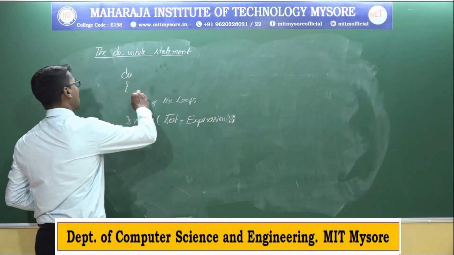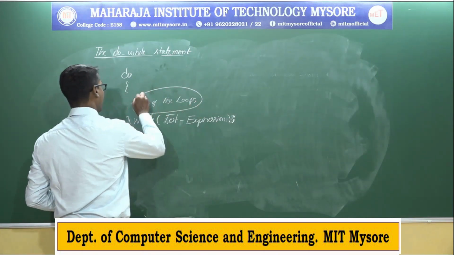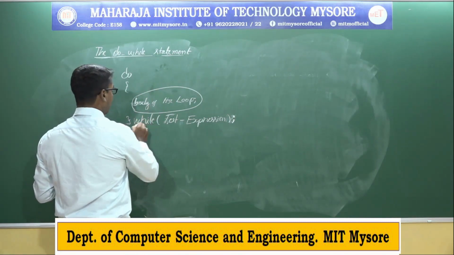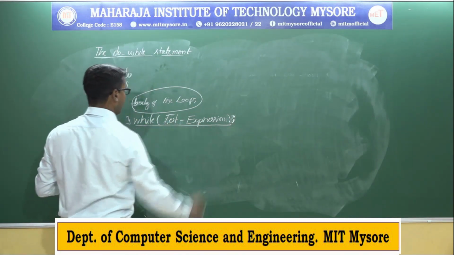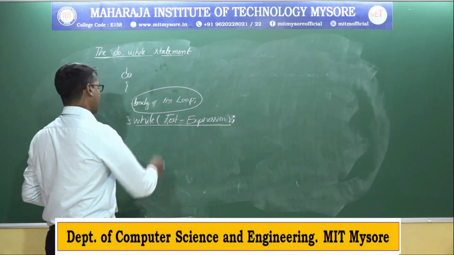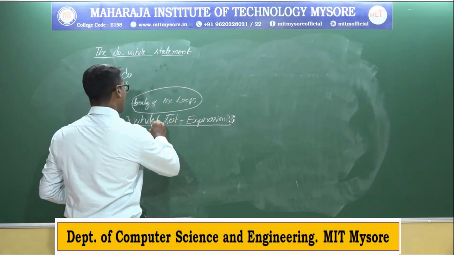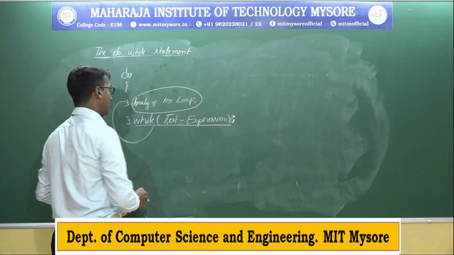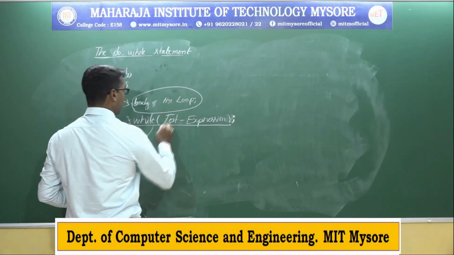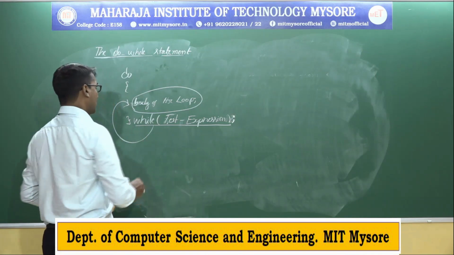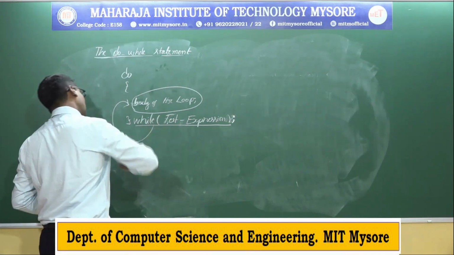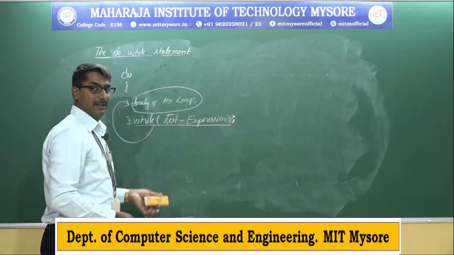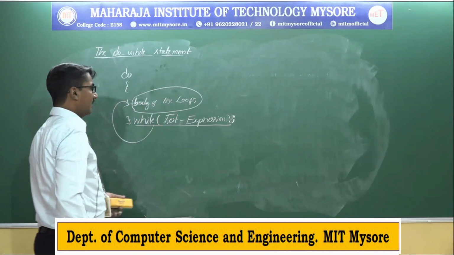So here, first the body of the loop will execute. After executing the body of the loop, it will check the condition. If the condition is true, it will execute the body of the loop again. Later it will test the condition. If the condition is satisfied, again it will execute the body of the loop. If the condition is not satisfied, it will terminate from the looping statement.